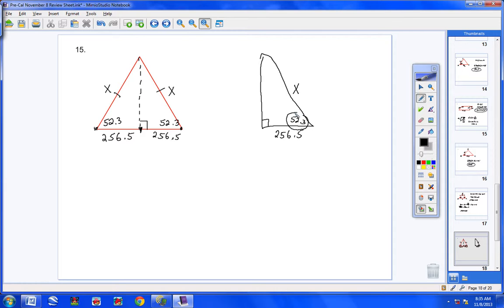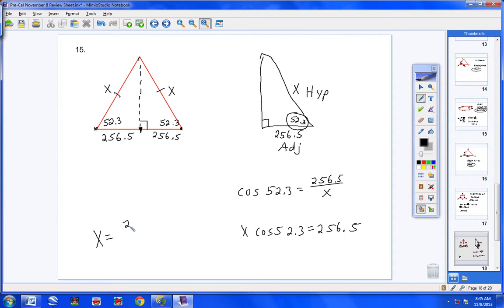So here's my known angle. What is this side called? Adjacent. What is this side called? Hypotenuse. What trig function has adjacent and hypotenuse? Cosine. So the cosine of 52.3 equals adjacent over my hypotenuse. Now multiply both sides by x, so I'm left with x cosine 52.3 equals 256.5.